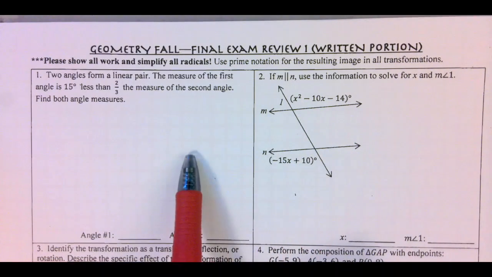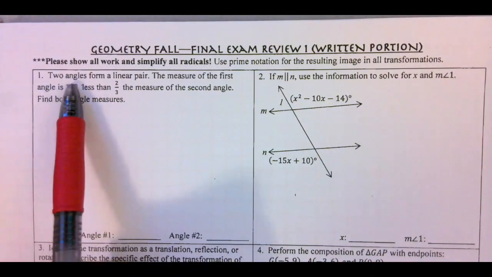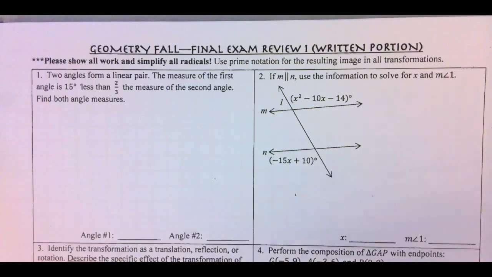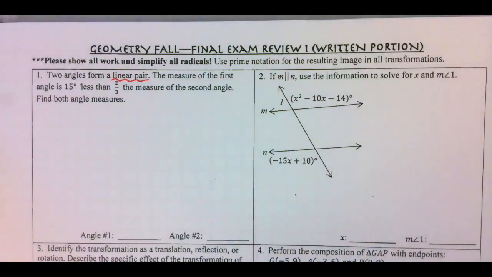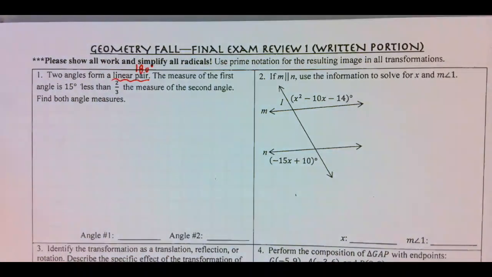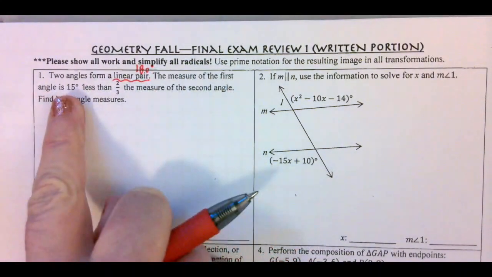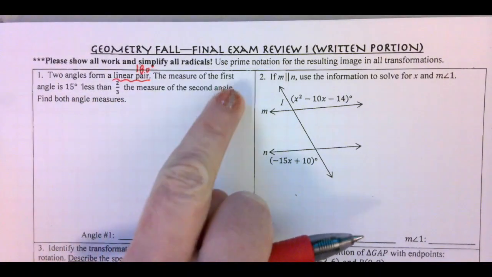All right, so looking at this first problem, this is an angle relationship problem. I'm telling you that two angles form a linear pair. So right away, I know that linear pairs are always going to be supplementary. Their measures must add to 180 degrees. Okay, we're told that the measure of the first angle is 15 degrees less than 2/3 the measure of the second angle. So we're defining that first angle as 15 less than 2/3 the second angle measure.